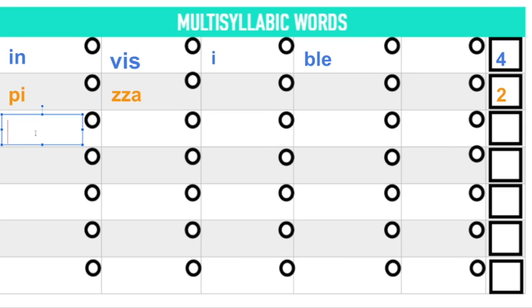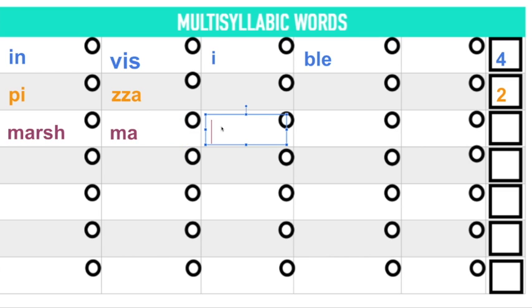Marshmallow will look like this. We're going to break it into 3 syllables because we already found that out. So we're going to say marsh. Our next syllable is going to be ma. And our last syllable is going to be low. Marshmallow. And put the 3 on the side of there. And make sure you put boxes around each set of syllables.